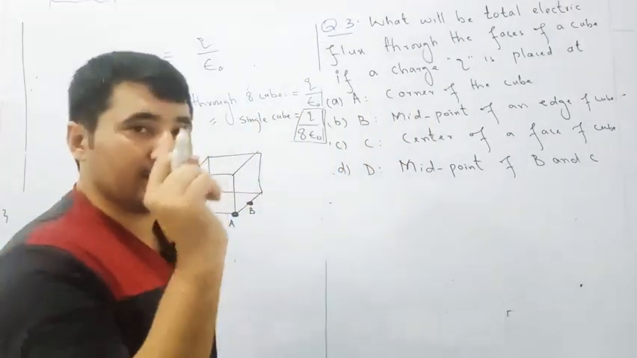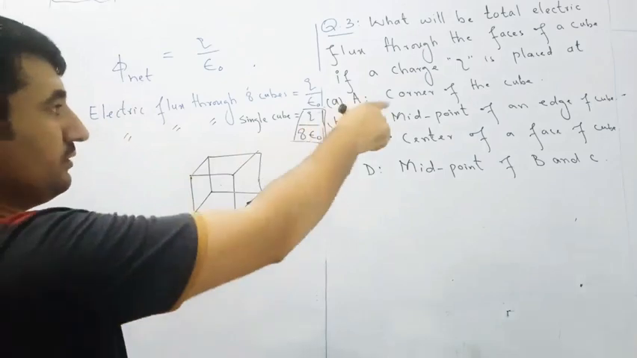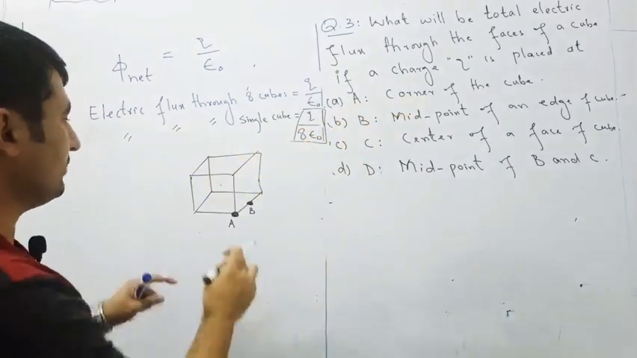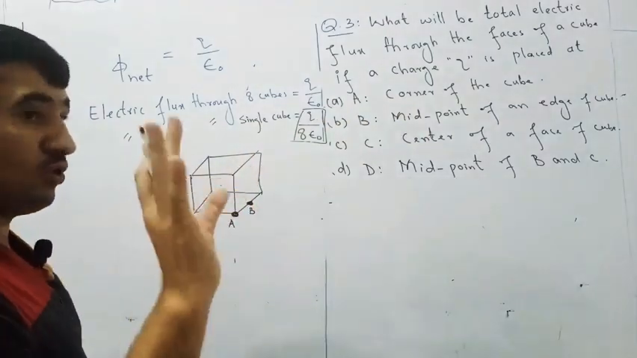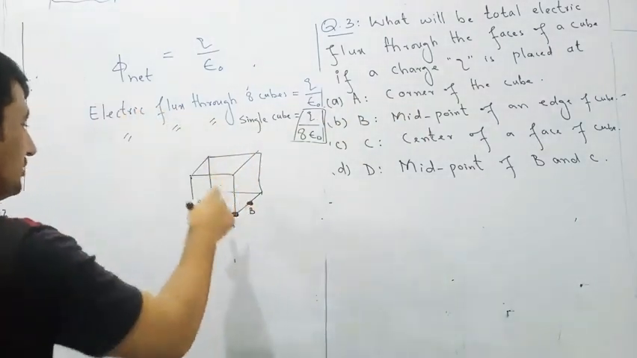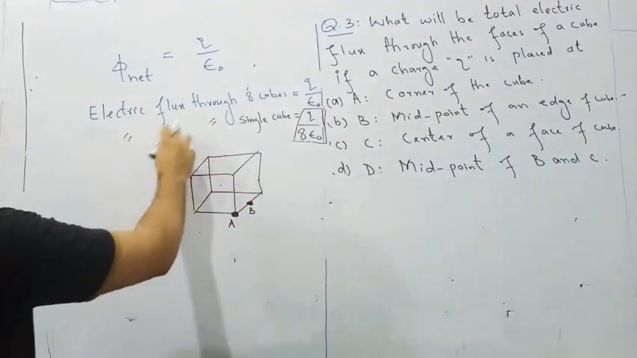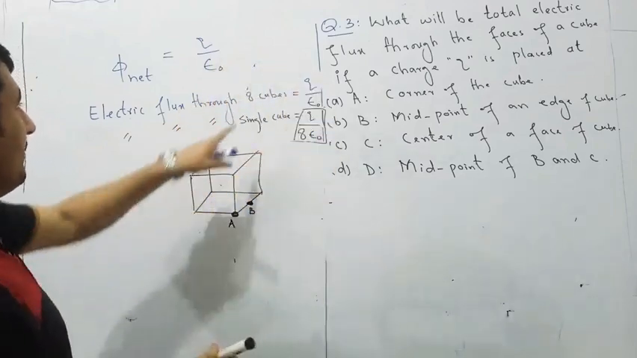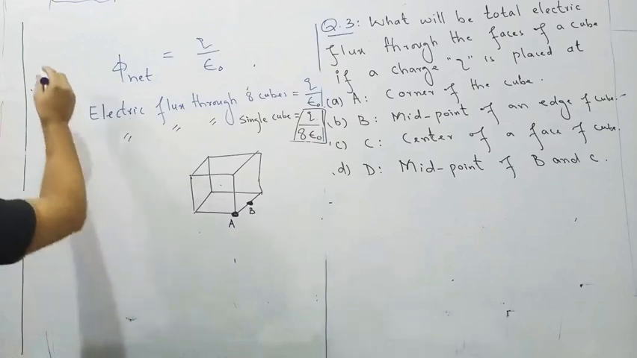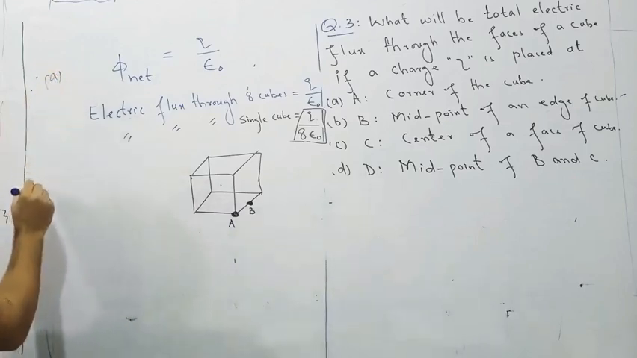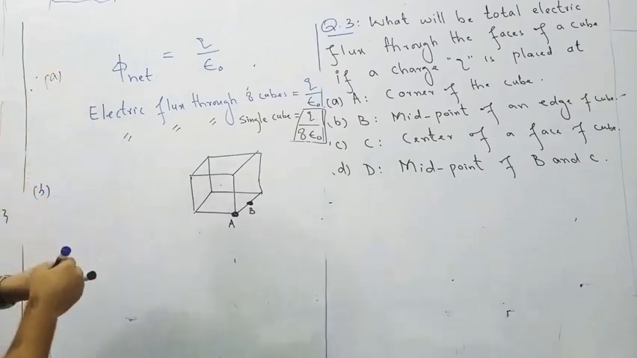If the charge is at the midpoint of an edge of the cube, in order to enclose this charge, you need 4 cubes. Clear? So the net electric flux is equally shared among all these 4 cubes. So its answer again you can easily find out. This is A, B, the same like this.